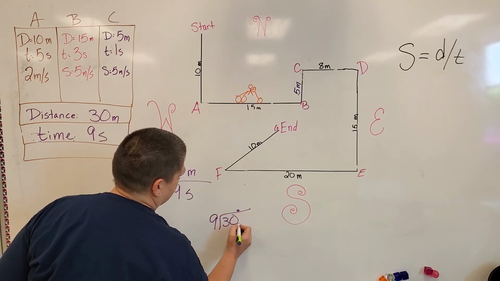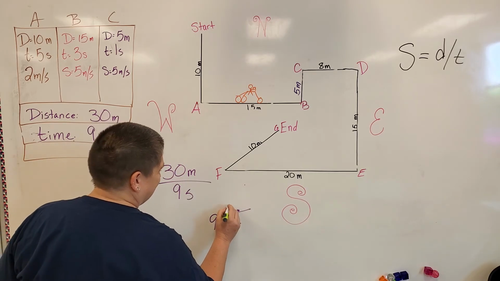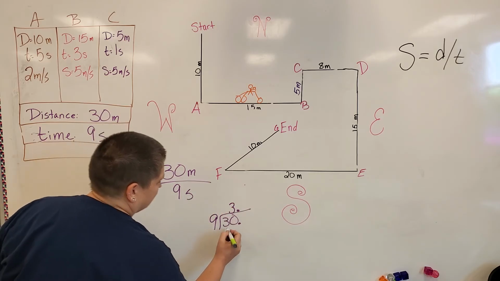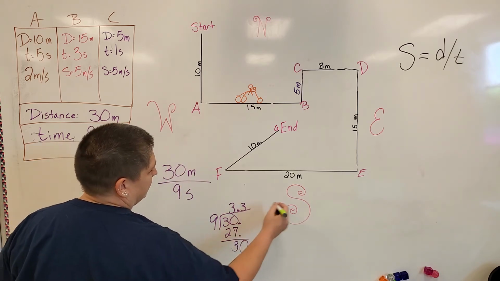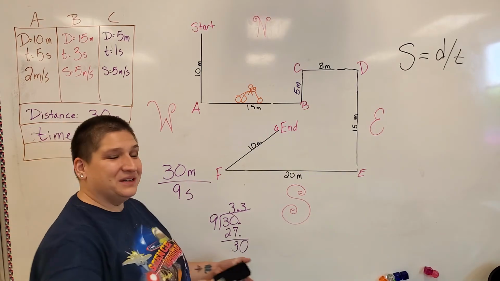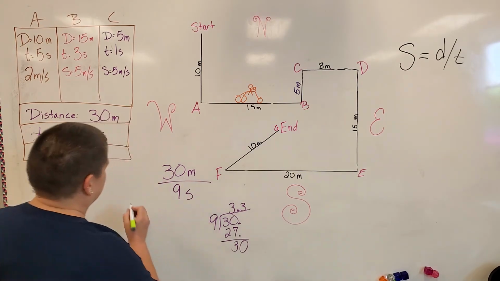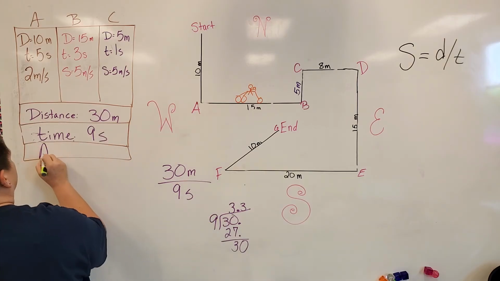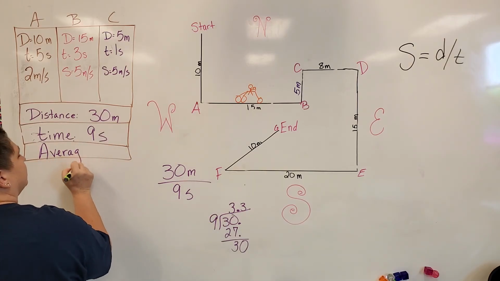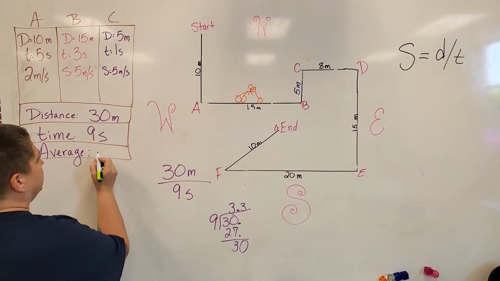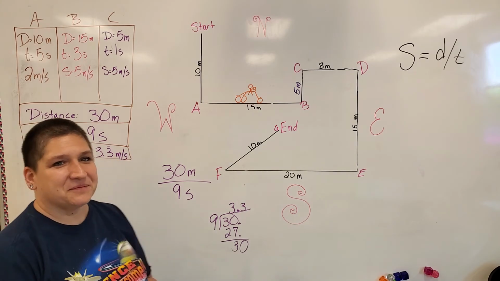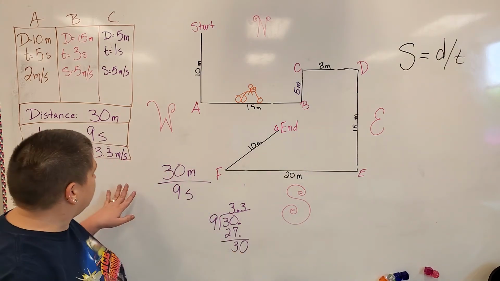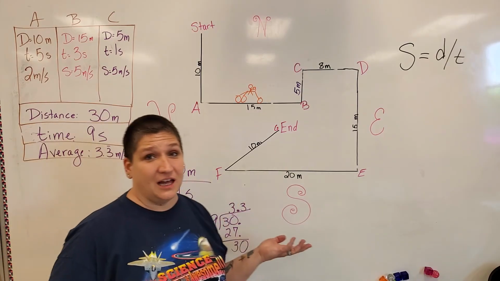Well, let's find out. I know I'm going to have a decimal there because 9 goes into 30 3 times. 3 times 9 is 27. So that's going to be 3. I'm going to pull down a 0. And guess what? It's going to be 3, 3, 3, 3, 3. So what was my average speed? My average speed is 3.3 meters per second.